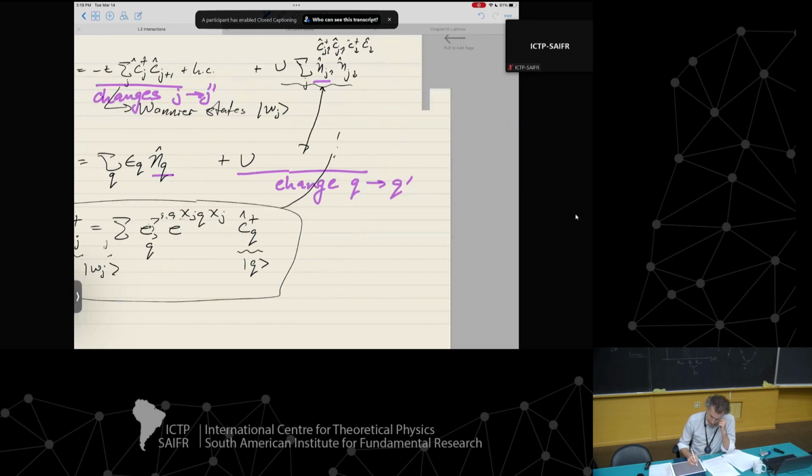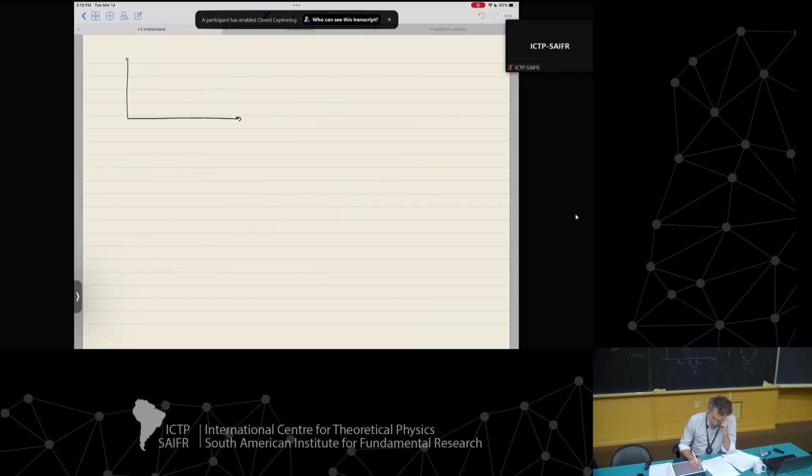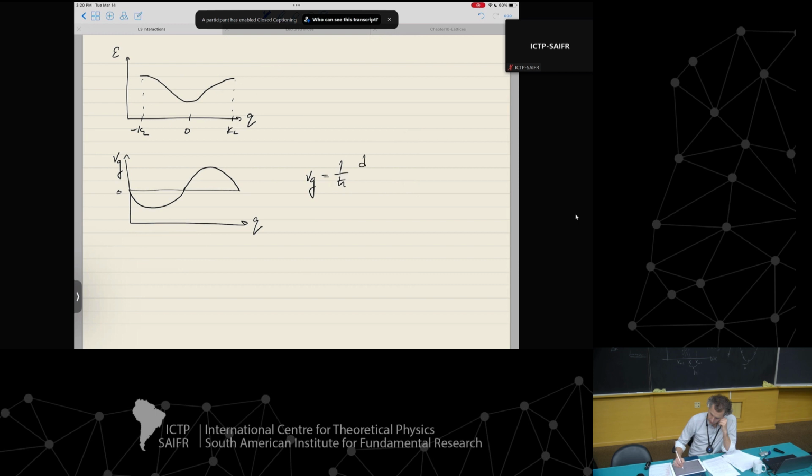I want to remind you that when I have energy versus quasi-momentum, and it looks like this kind of cosine thing, then we found there was a thing called group velocity. And the group velocity versus quasi-momentum was the derivative of the cosine, and it looked like this. So we found that group velocity was 1 over h bar, the derivative of the energy distribution with respect to q.